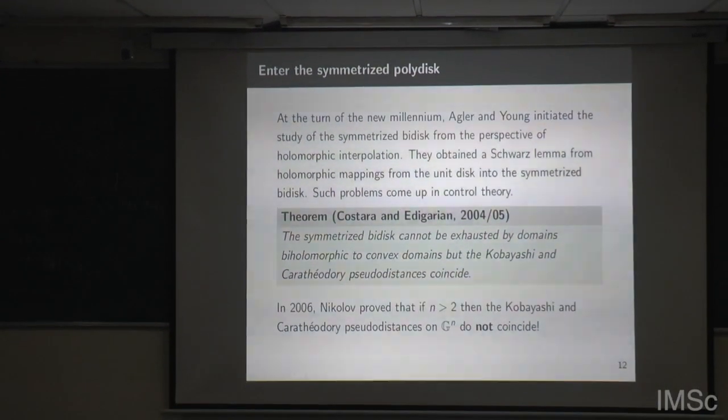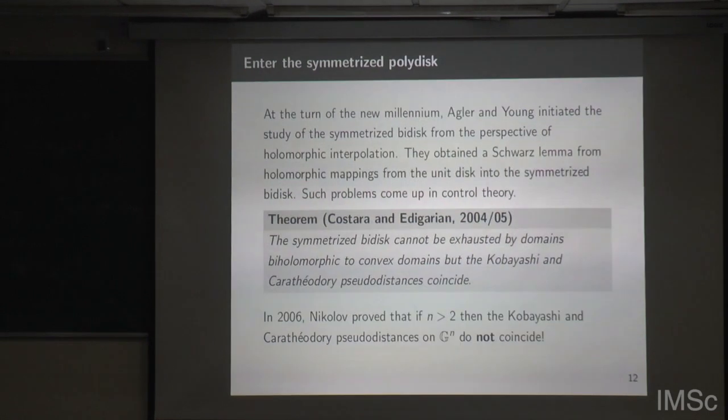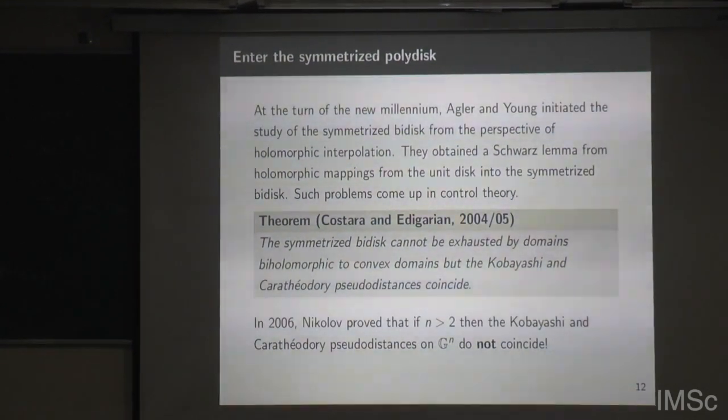So Agler and Young wanted to study the symmetrized bidisk, and the reason is they were interested in a problem that comes up in control engineering. Forgive me, I do not know the details, where they were interested in doing interpolation into the space of k cross k matrices with spectral norm less than 1. That's called the spectral unit ball.